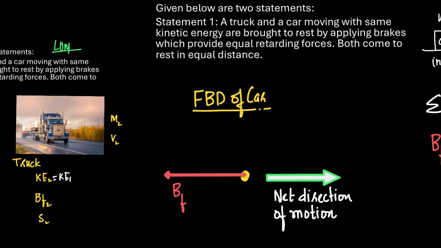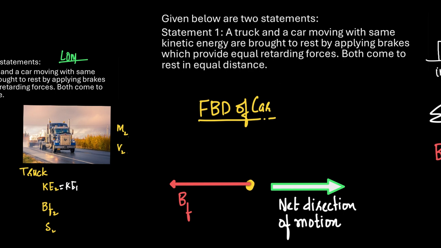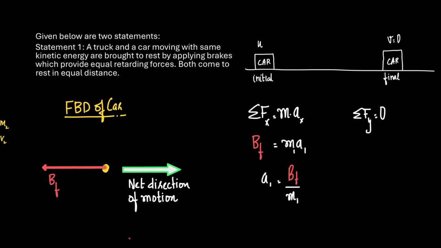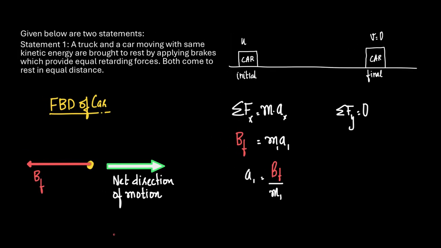If I were to go with the free body diagram of the car, I can say that the only force acting here is the braking force, and the net direction of motion is towards the right. Now, if we combine the free body diagram and apply the second law of motion, since this car is moving only in the horizontal direction, there is no motion in the vertical direction. Therefore, sigma Fy will be equal to 0, and sigma Fx will be equal to m into Ax.